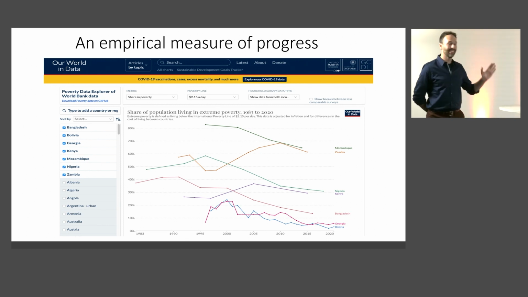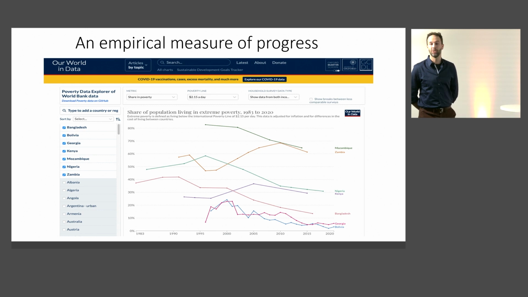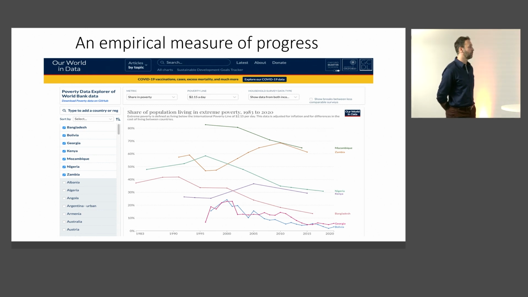In essence, a data dashboard like this provides an empirical measure of progress, so that rather than guessing or hoping, these organizations can make informed policy decisions. Now, imagine if we could also do this for science, and that is the goal of the Open Science Observatory.